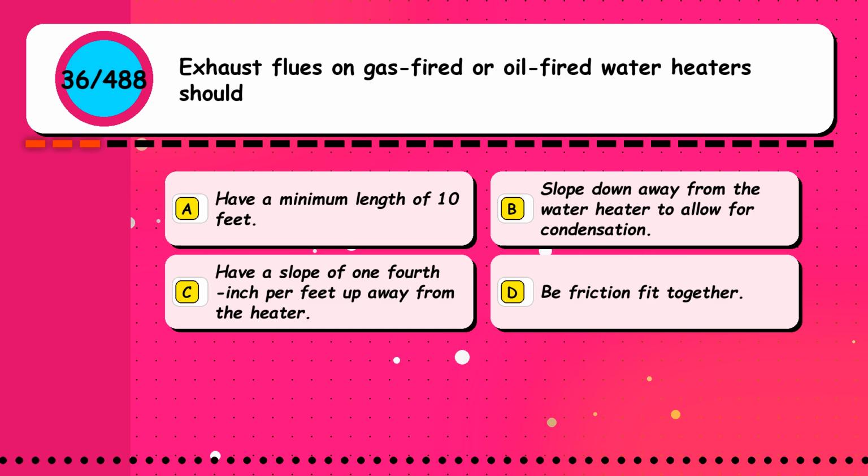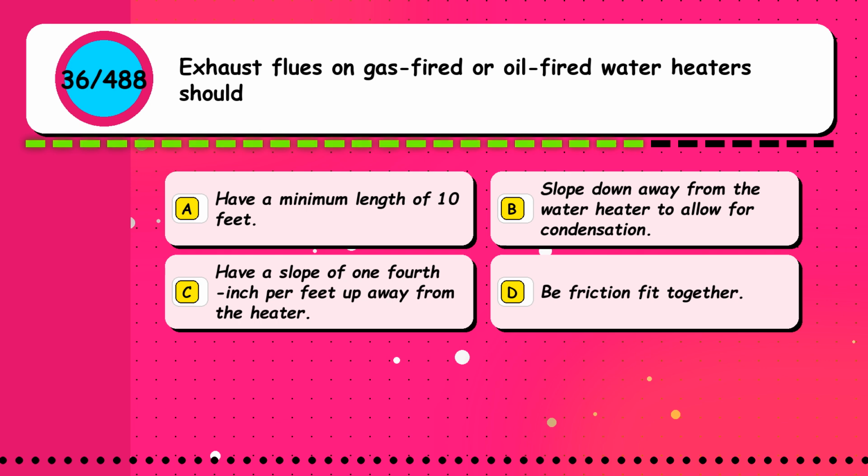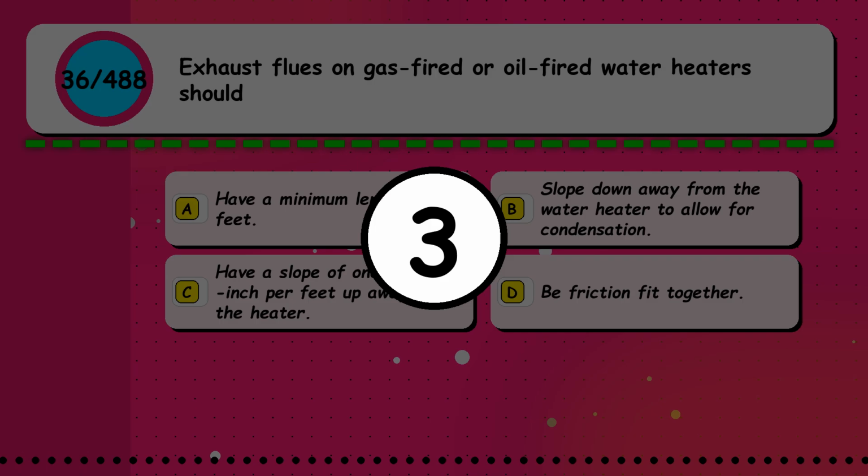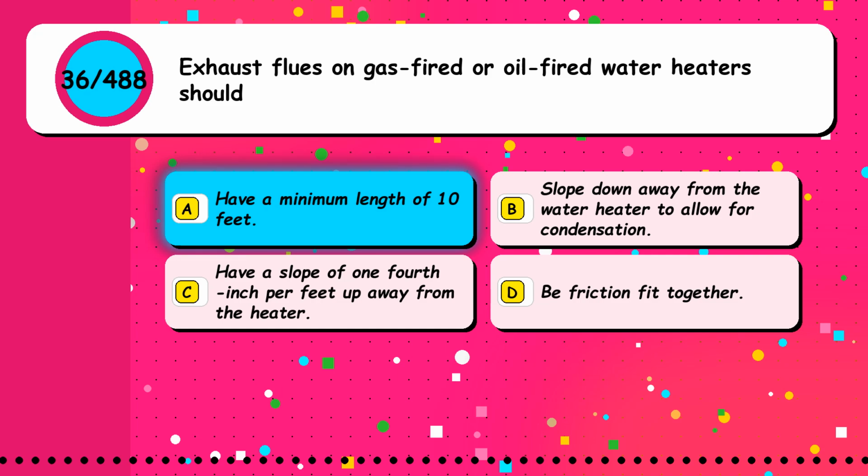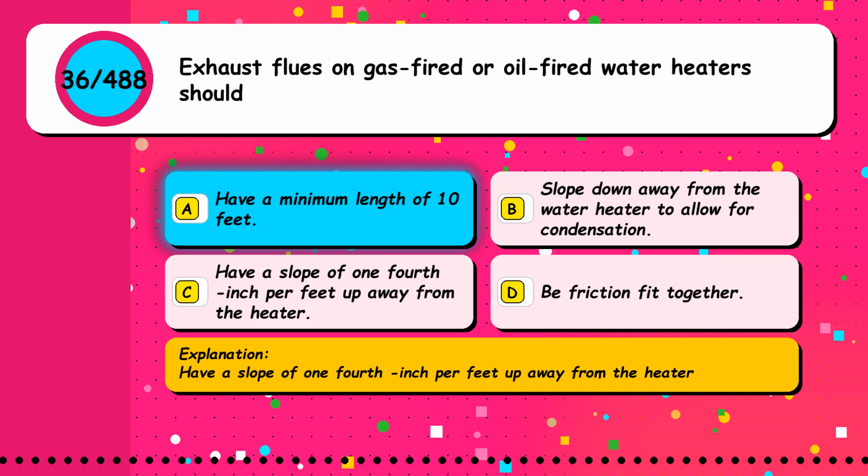Question 36. Exhaust flues on gas-fired or oil-fired water heaters should: Option A, have a minimum length of 10 feet. Option B, slope down away from the water heater to allow for condensation. Option C, have a slope of 1/4 inch per foot up away from the heater. Option D, be friction fit together. The correct answer is option A, have a minimum length of 10 feet. Have a slope of 1/4 inch per foot up away from the heater.